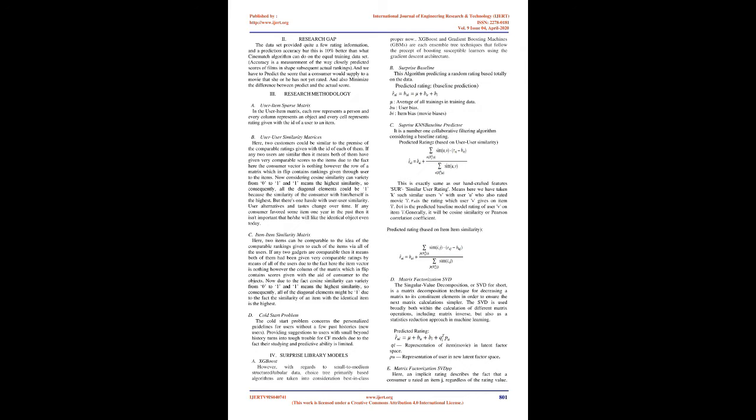3. Research methodology. A user item sparse matrix. In the user item matrix, each row represents a person and every column represents an object and every cell represents rating given with the ID of a user to an item.